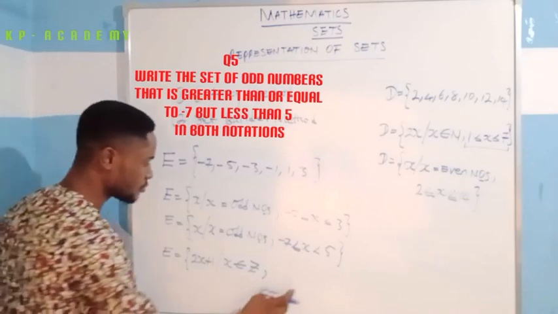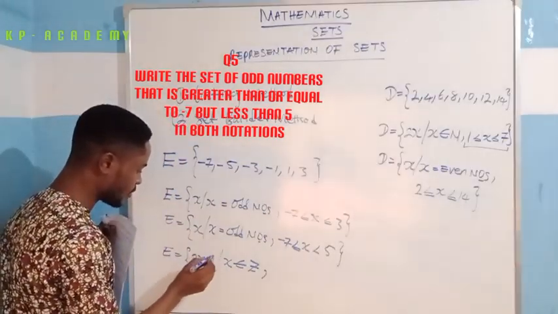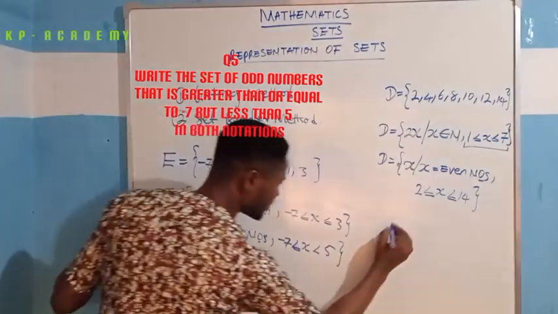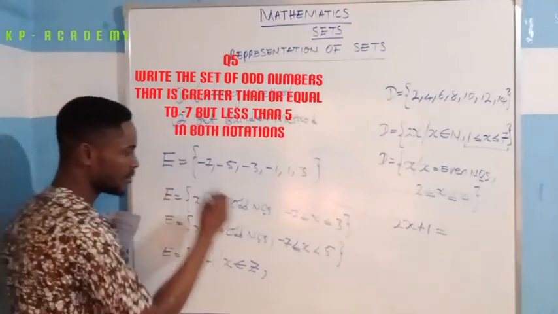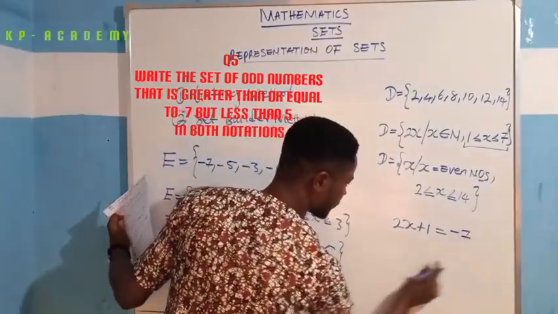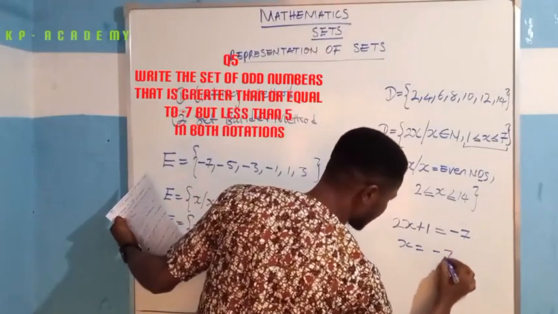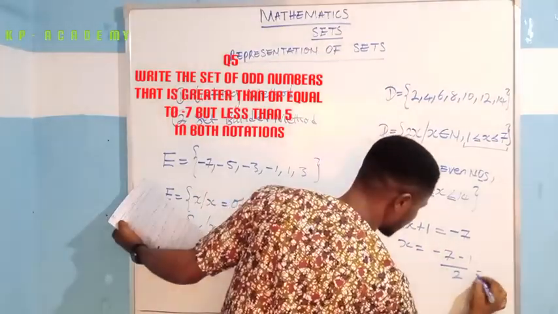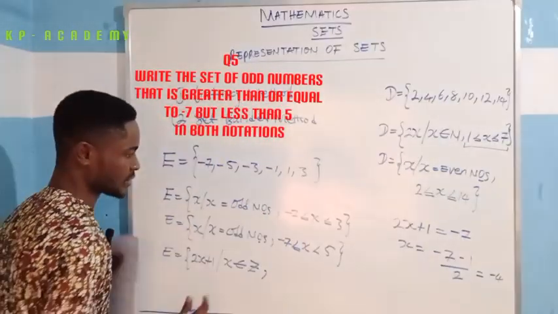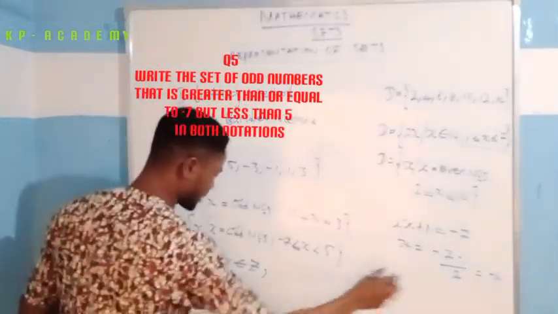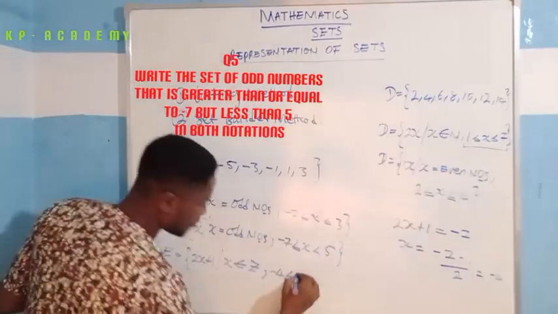Now we are going to check the boundary. For us to check the boundary, we are going to take this 2x plus 1 and equate it to the first number here, which is -7. So find the value of x. x will be equal to -7 minus 1 all over 2, which is equal to -4. Very, very important. So it means that it's going to range from -4 less than or equal to.